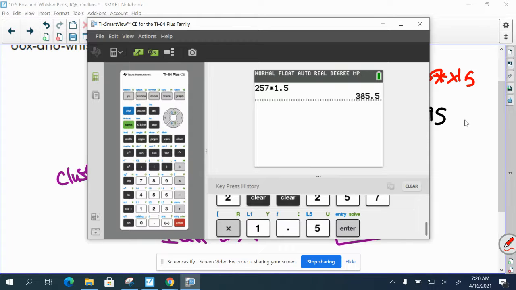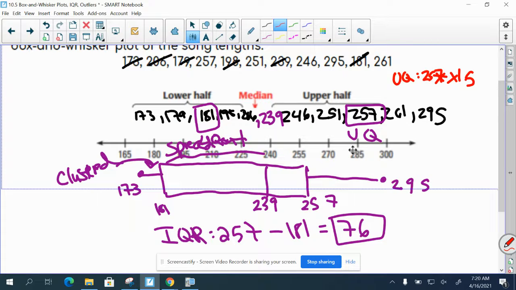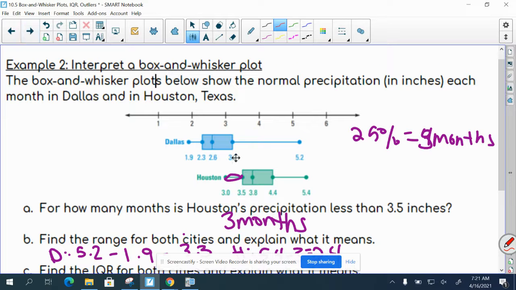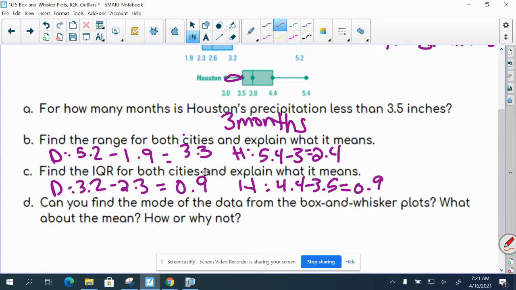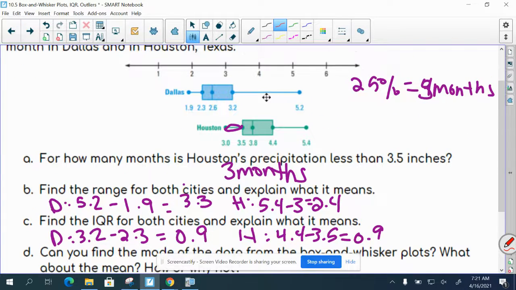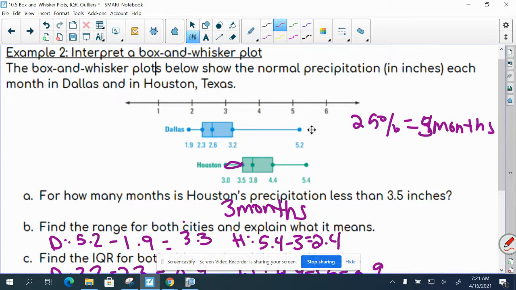Okay, so 295 would definitely not be an outlier. It follows well from the data because it's well within that 1.5 times the upper quartile. So we don't need to worry about that here. And I guess we could check here, 3.2. What's 3.2 times 1.5?